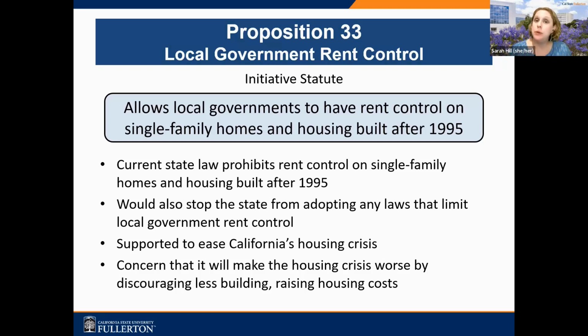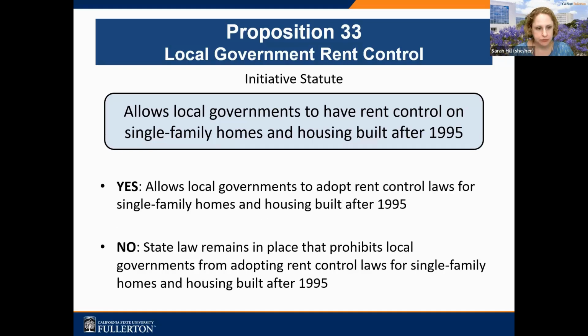It would discourage developers because they wouldn't be able to make as much money, and it would actually raise housing costs because it would decrease the supply of housing. So standard arguments about rent control, should we allow this or not? The concern is it actually could have some unanticipated consequences of making the housing crisis worse. So a yes vote would allow local governments to adopt rent control laws for single family homes and housing built after 1995. And then a no means that the law stays in place that prohibits local governments from adopting rent control laws for single family homes and housing built after 1995.